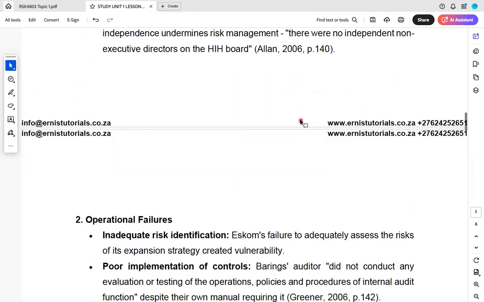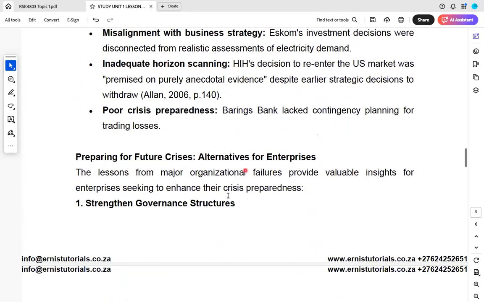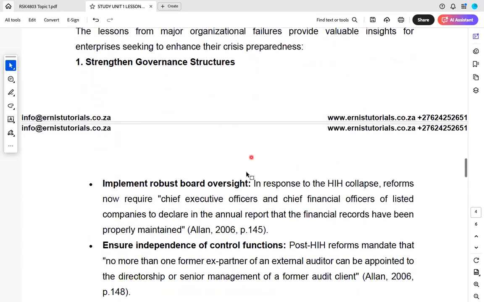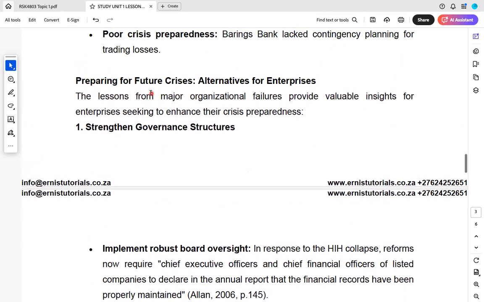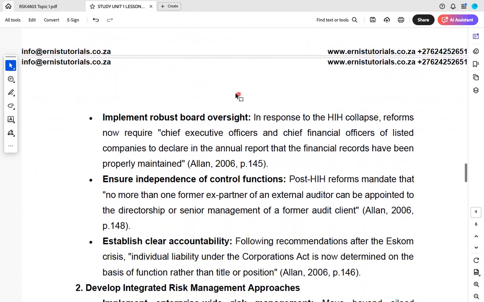So, having looked at all of these different types of failures from the articles and the case studies, how can an organization actually prepare for these potential future crises? Having looked at all of those failures, the articles tell us a number of ways of preparing for future crises for organizations. We are told that we can strengthen governance structures.